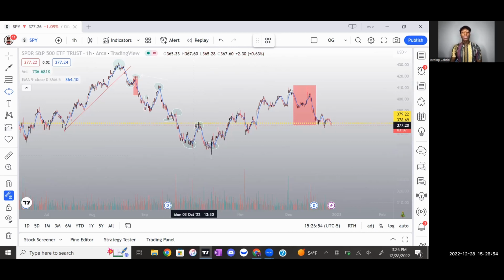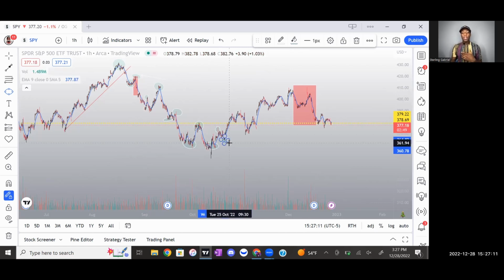So low, lower high, low. Now we're going to get this high, it matches this high. So it's not a higher high, and it's not necessarily a lower high, because we didn't actually come to break this low yet, right? Now we're going to have this low.